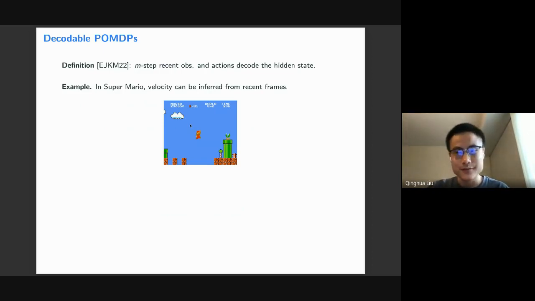So let's consider Super Mario. When we play this game, at each time t, we can only observe an image of the current game state. However, this doesn't give us the complete information about the game. For example, the velocity of Mario. We cannot compute the velocity of Mario from a single image. However, if we use several very recent images of the game, we can accurately compute the velocity of Mario.